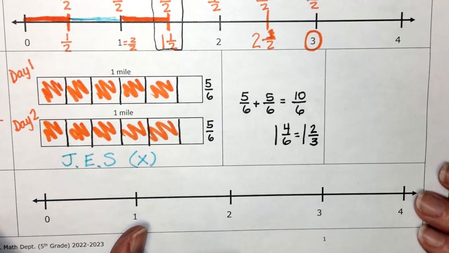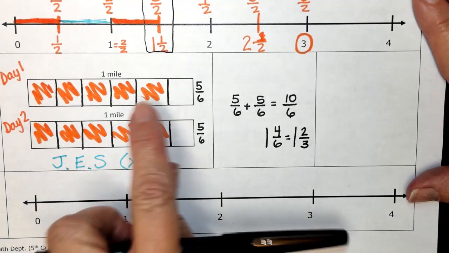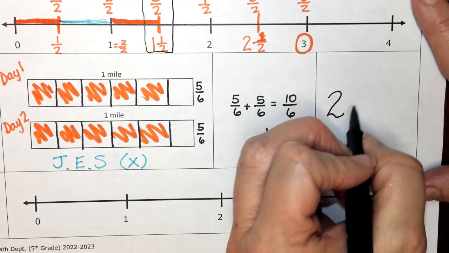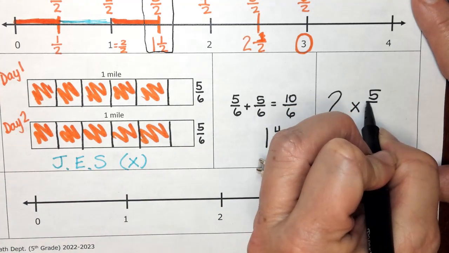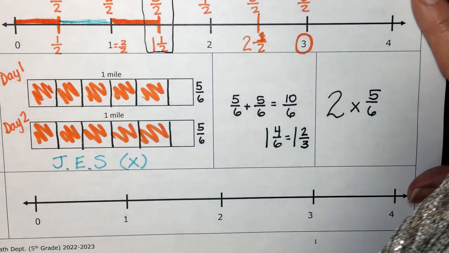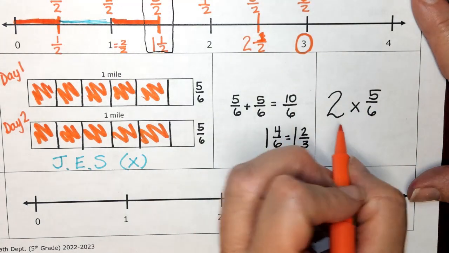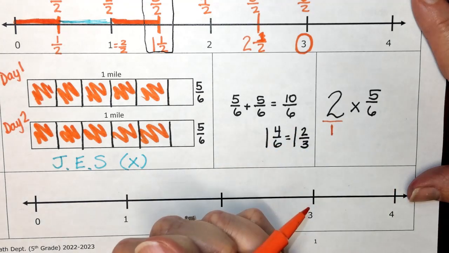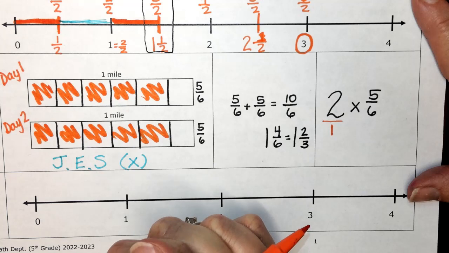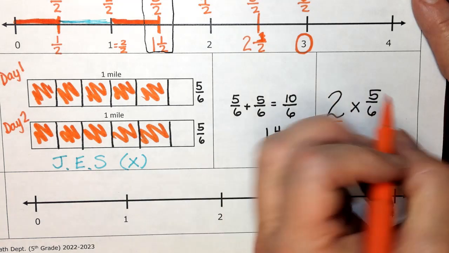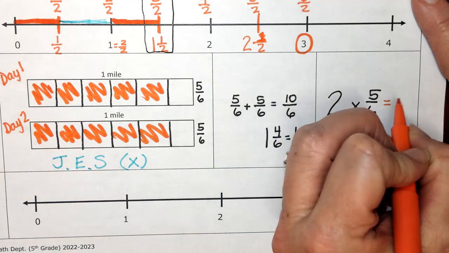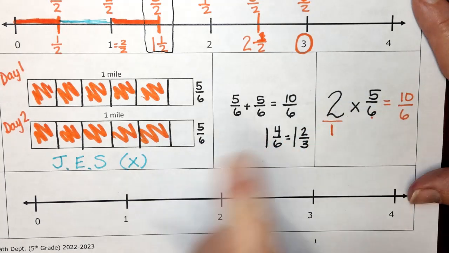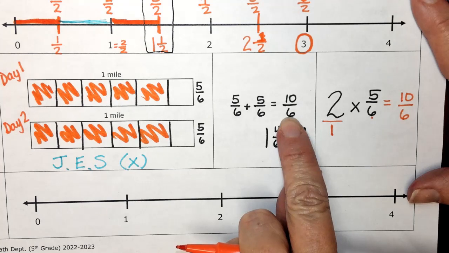When I think about my multiplication equation, that's going to look like 2 groups, because we walked 2 days, with 5/6 in each. So I'm going to make this a little more balanced. I'm going to put a number 1 underneath my whole number 2. It doesn't change the value, but it does make it feel more balanced. And I can say 2 groups of 5 is 10. And 1 group of 6 is 6, and that is the same number that we got before.